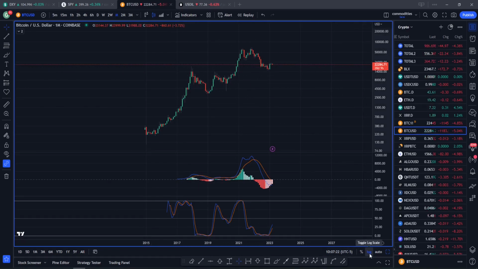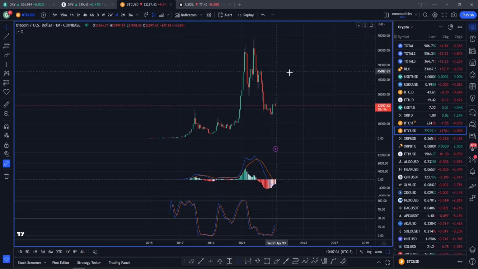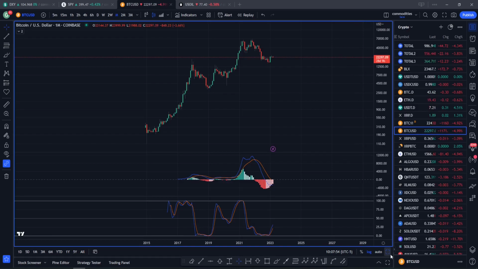So watch, if I take it off log, you see how different that looks, how much crazier. It's a lot harder to analyze when it's like this. So for assets that have large percent changes, especially if you're looking back farther in time, you're going to want to use log scale. It just makes it so much easier to look at and understand and to chart.